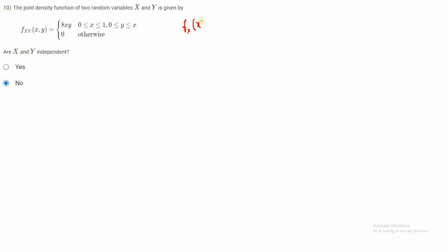fx of x is nothing but integral with respect to y. What is the range for y? 0 to x of 8xy dy. That is nothing but 8x, we'll take it outside. What is the integration of y? That is y square by 2. The limits are 0 to x, so that is 4x of x square minus 0. That is 4x cube.